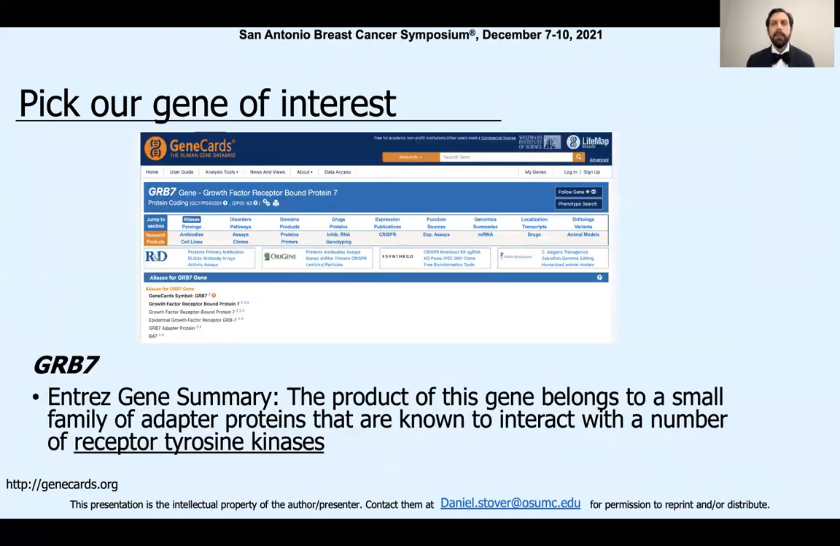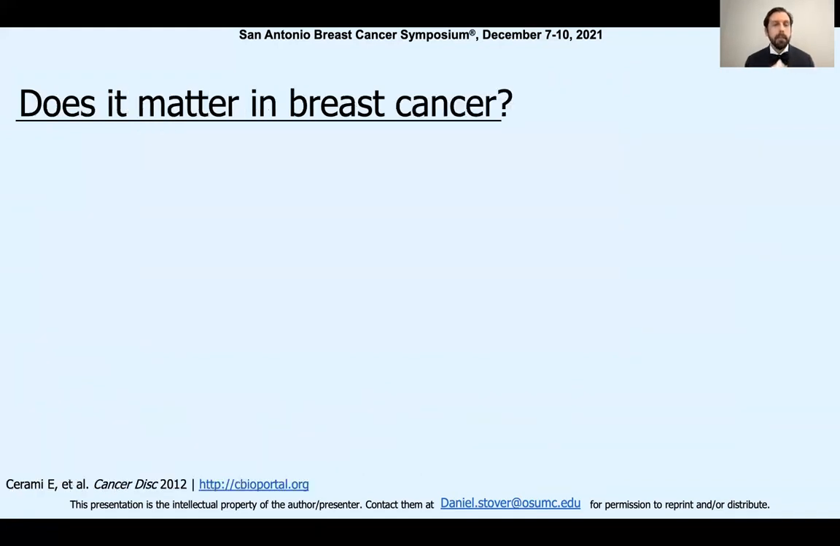So what is GRB7? Well, we can turn to a great online gene data repository, GeneCards, to look at the gene name, aliases, its location, and get a gene summary. In this case, the product of this gene belongs to a small family of adapter proteins known to interact with a number of receptor tyrosine kinases. Looking like a promising target so far. It's in genomic predictors. It interacts with receptor tyrosine kinases. Let's keep going. Next question is, does it matter in breast cancer?